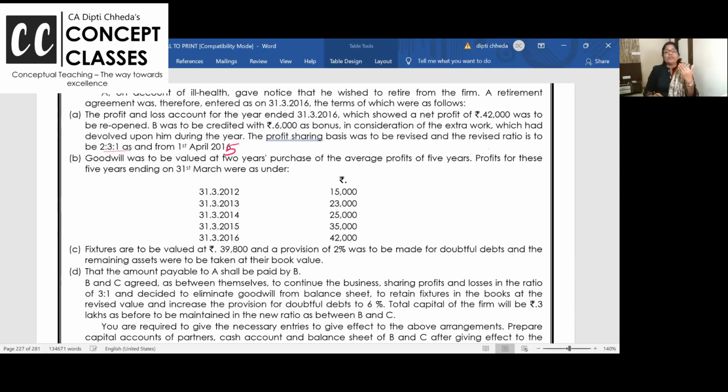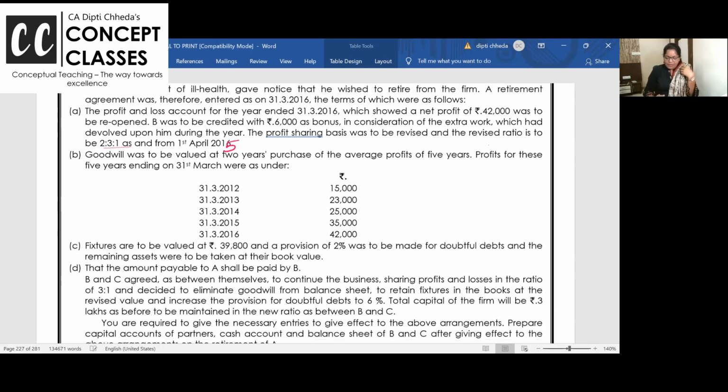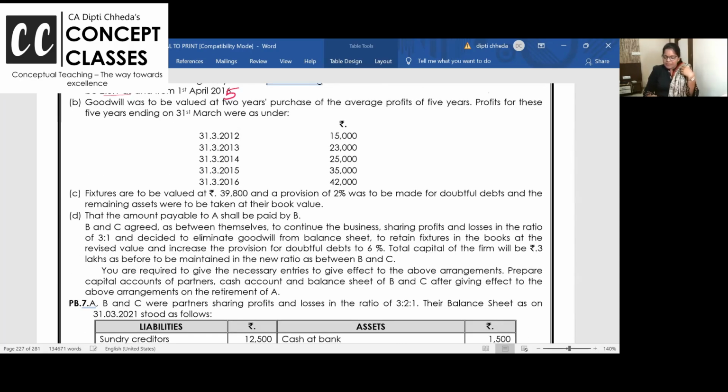The amount which is payable to A on retirement, B will pay completely. Okay, that is their wish. Otherwise B and C both can give the money. B and C agreed as between themselves to continue the business, sharing profits and losses in the ratio of 3:1, and they decided to eliminate the goodwill and retain fixtures at the revised value.